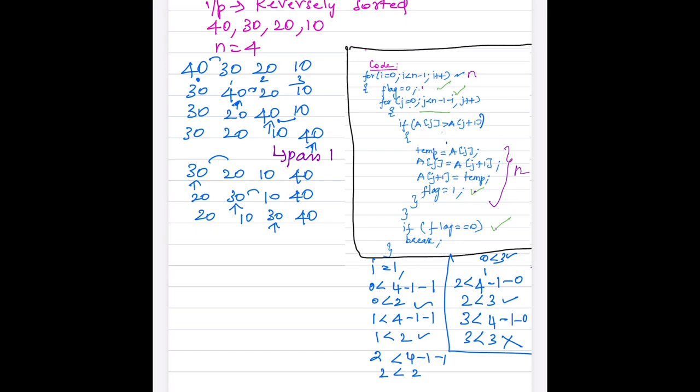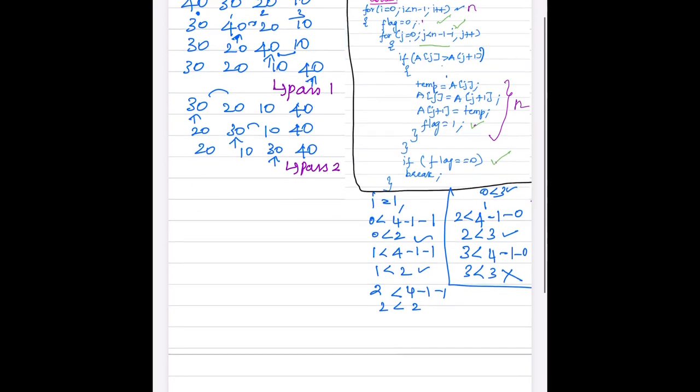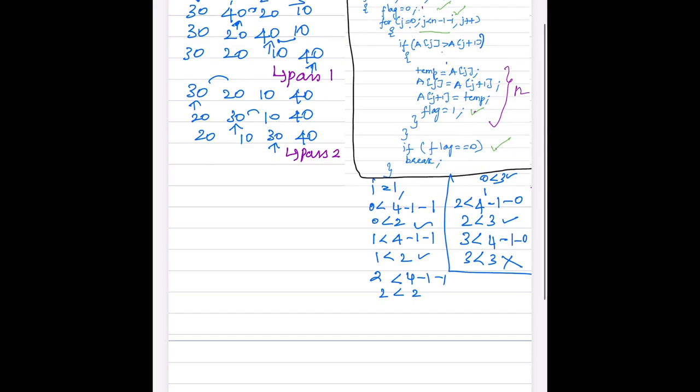It will come out of this for loop, this j for loop. Remember that it will come out of this j for loop, and flag is what? 0 here. So what will happen? The swapping, the iteration stops here for j, and this is the output of pass 2. Okay. Now we'll move on to the next pass.